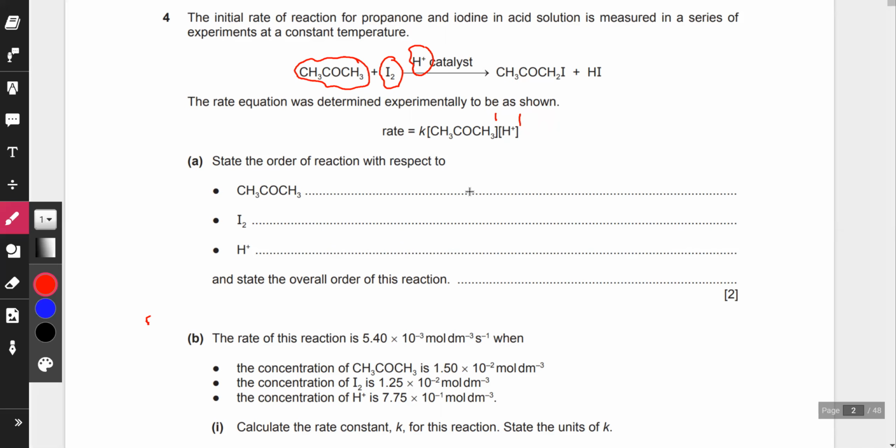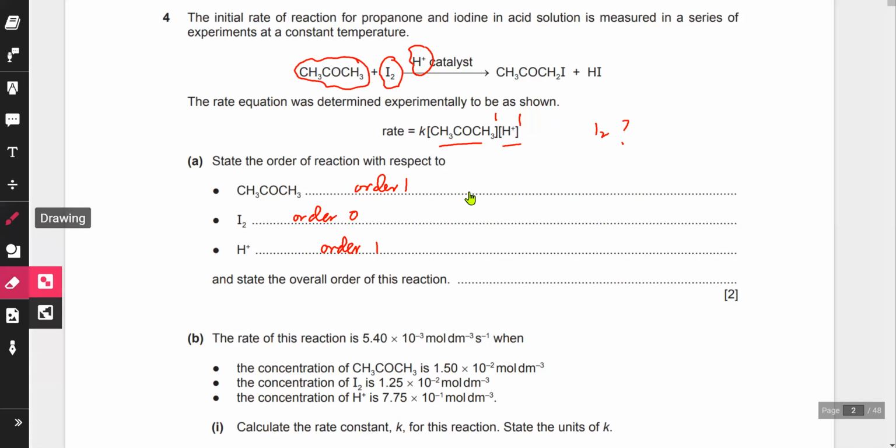Now, according to the rate equation, the rate is dependent on these two. So it's order one with respect to the ketone, and it's order one with respect to H+. But since there is no iodine mentioned in the rate equation, that means it's order zero. Rate does not depend on the concentration of iodine.